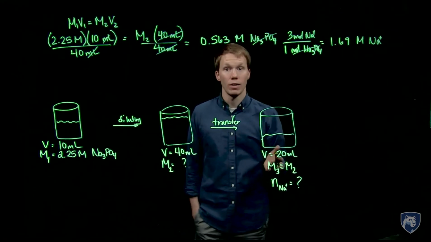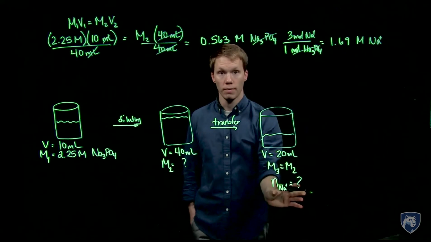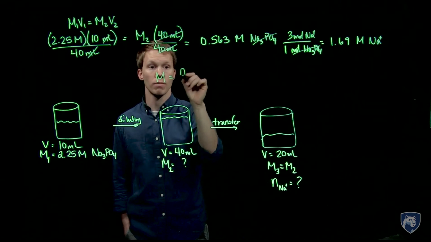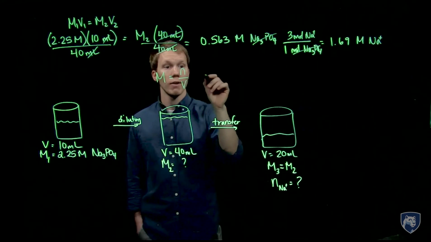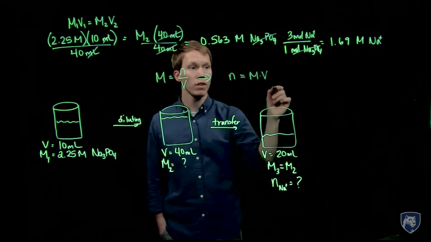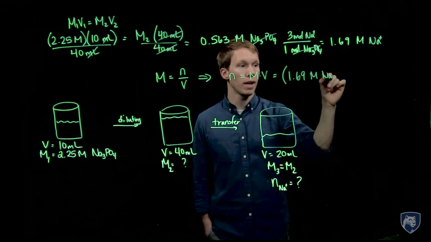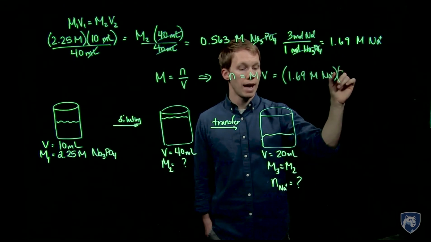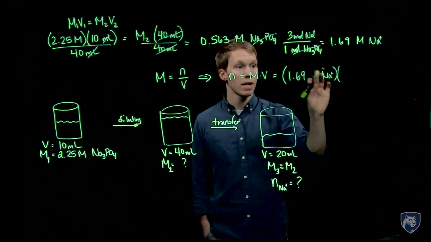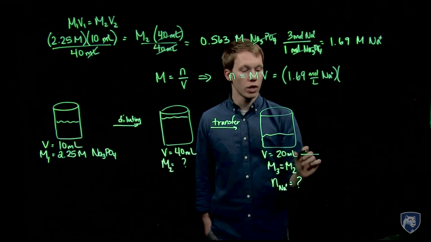All right, now we have a concentration of sodium cations, and we want to know moles of sodium cations. And we know that the concentration in moles per liter is equal to moles per volume. So by rearranging this equation, we know that moles are equal to the concentration times the volume. And we have a concentration, 1.69 molar Na plus, multiplied by the volume. And we do need to pay attention to our units here. So molarity is moles per liter. And I will need to have my volume in liters here.